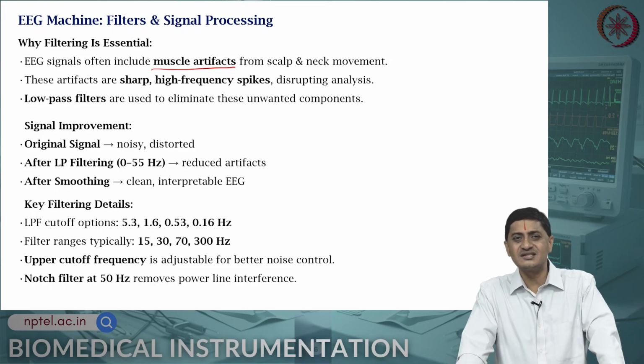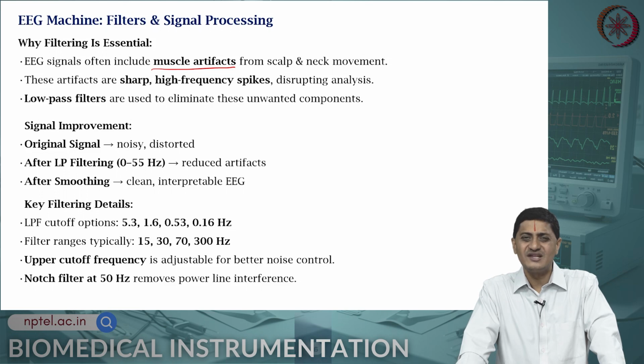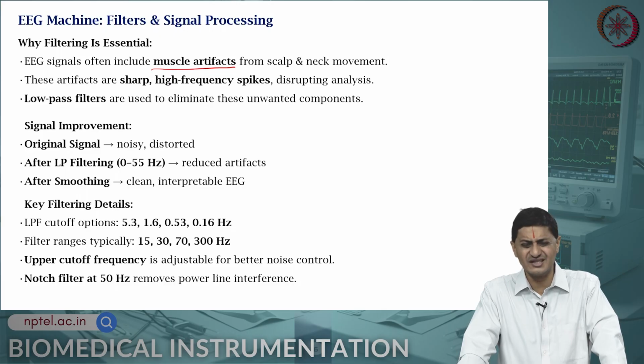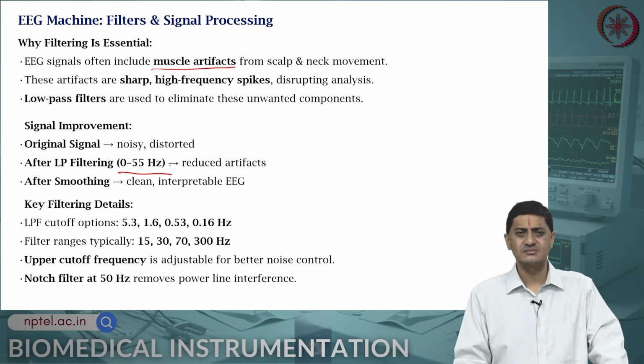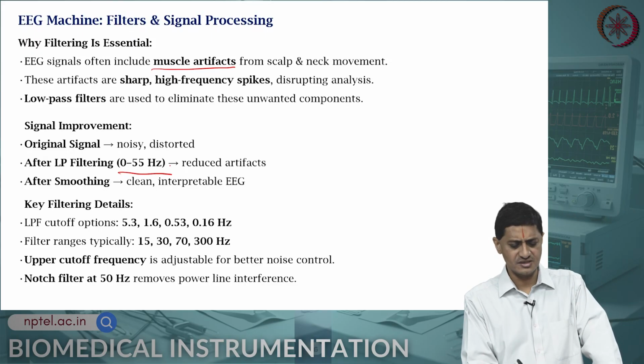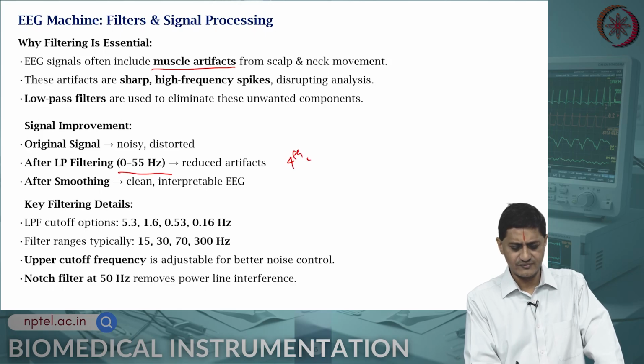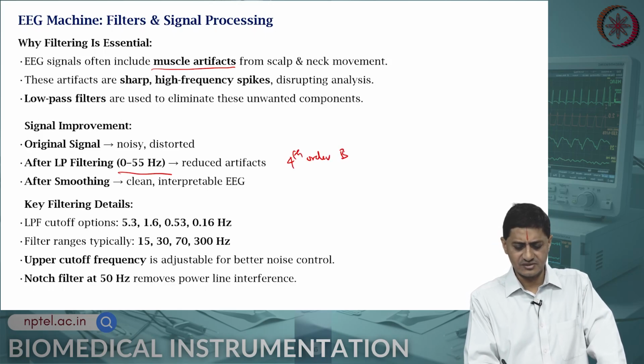The original signal is usually very noisy, distorted and filled with artifacts. You first do low pass filtering because the signal of interest is usually below 50 hertz, say 0 to 55 hertz, that will reduce artifact. Usually this low pass filter will be a 4th order Butterworth filter.